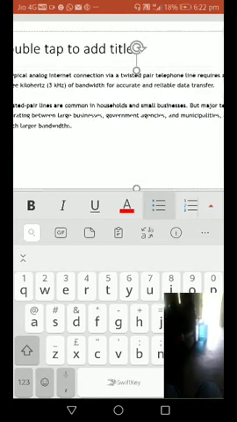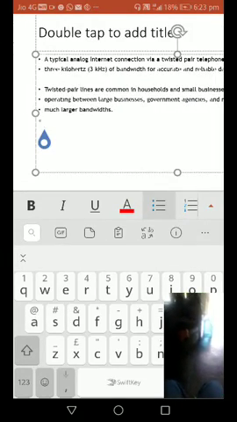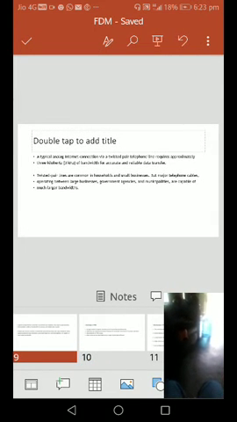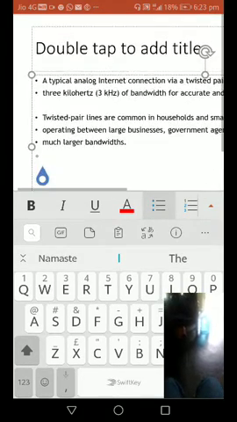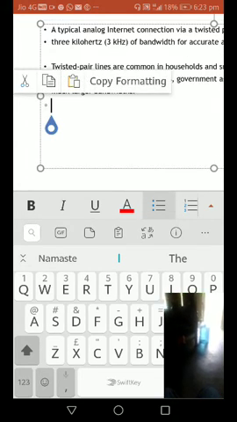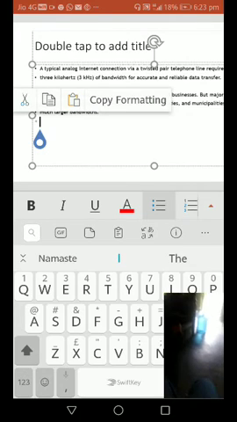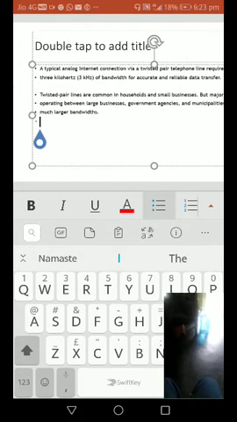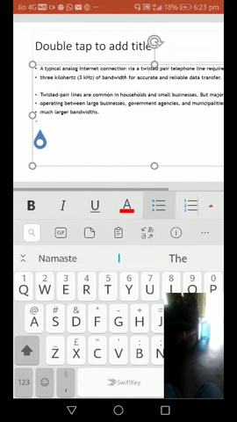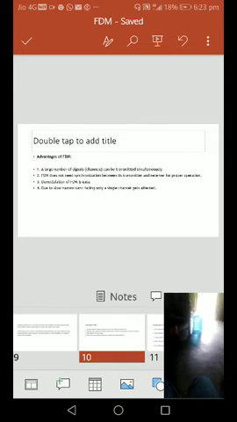And next, we go to the next slide. For frequency division multiplexing, a larger bandwidth is used. Next, frequency division multiplexing.